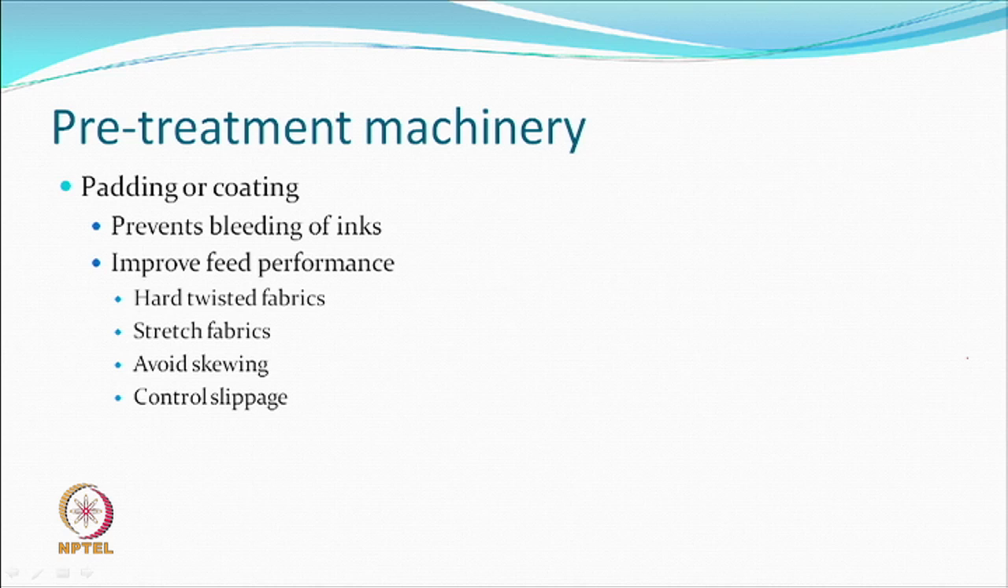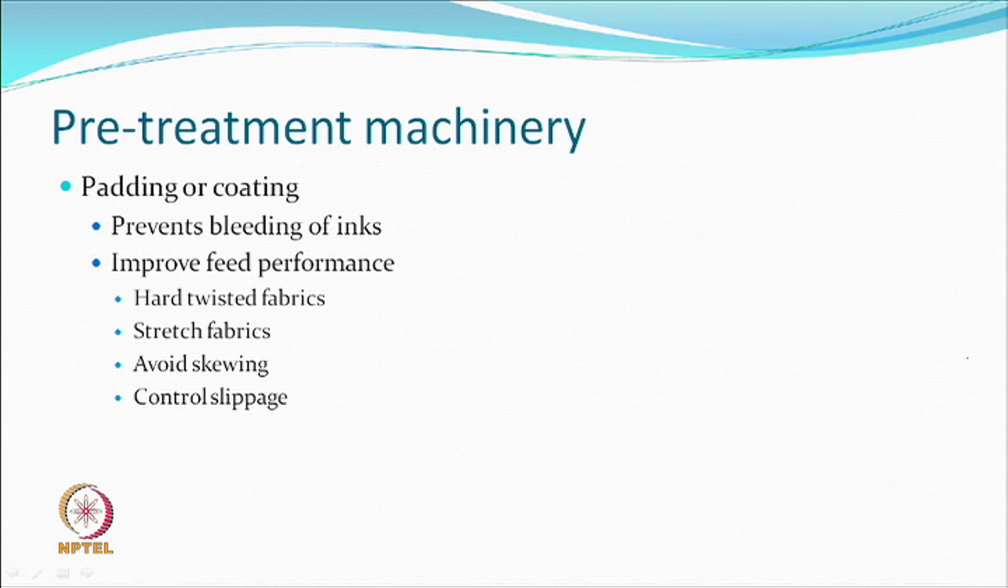This pre-treatment can improve the feed performance, like when you are feeding the roll of fabric to the printing unit, the actual printing machine. So, let us say hard twisted fabrics. What are the hard twisted fabrics? Wherein the twist is high. What are examples of those fabrics? Crepe, georgettes etc. So, you can have hard twisted fabric, which obviously can extend in dimensions based on tension. So, you may like to do some kind of treatment to that.